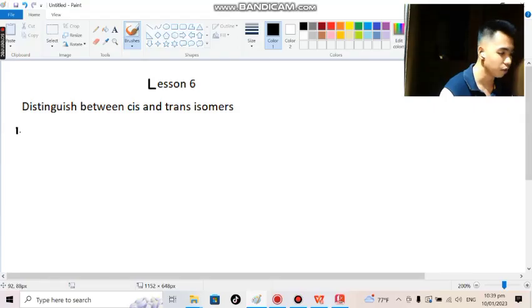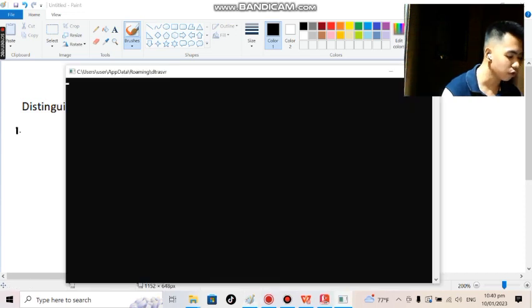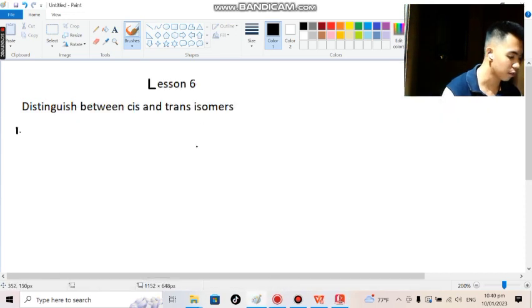For lesson 6, we're going to distinguish between cis and trans isomers. Cis isomers are the groups attached on the same side of the double bond. They represent similar groups placed on the same side of the double bond. This is what it means.